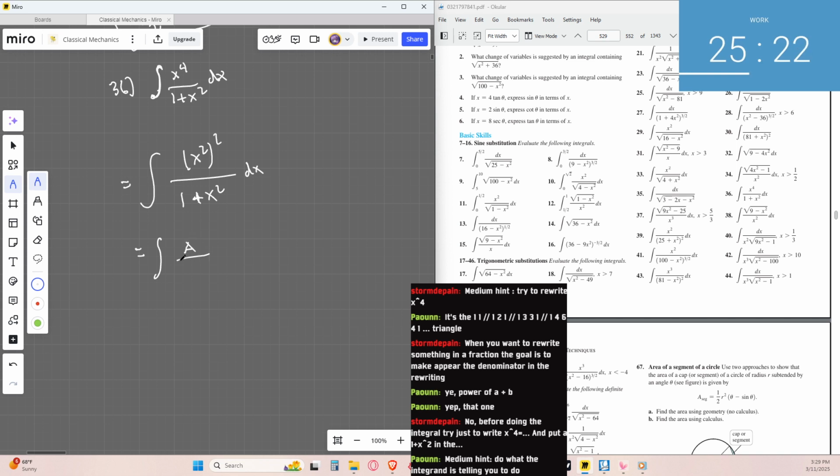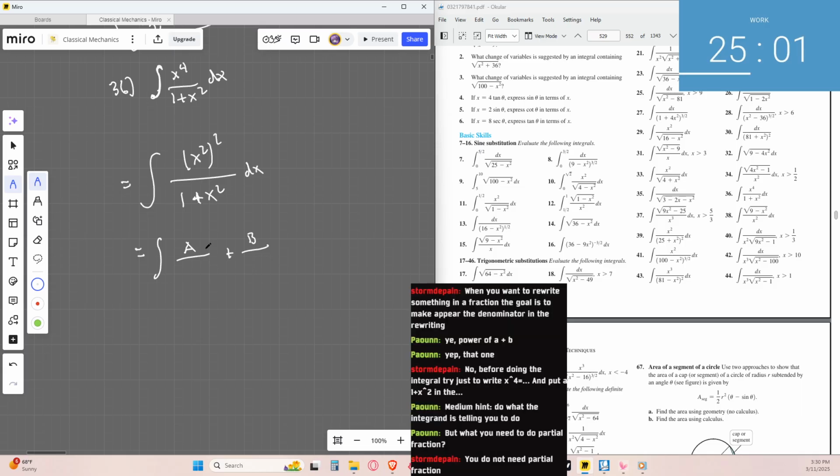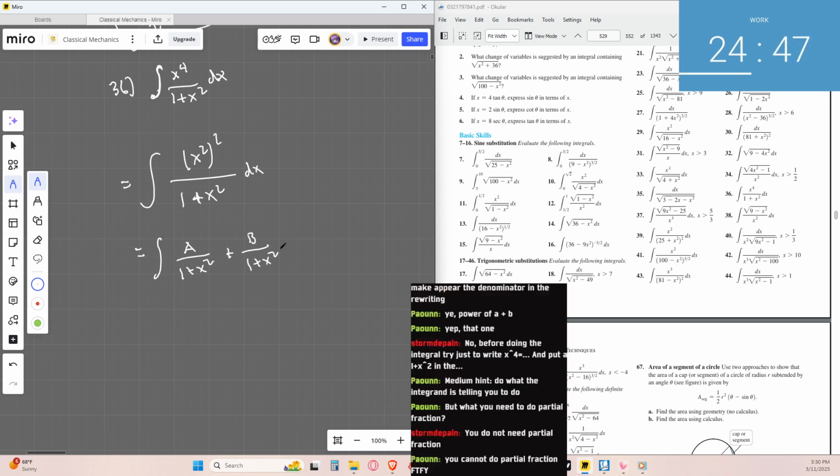So I think we're supposed to be, because it's basically like this, so I think we have an A-B scenario here. Because one is x and one is just the constant. So do we have to put ax here? No, I don't think so. You cannot do partial fractions. You don't need partial fractions. Oh, okay.